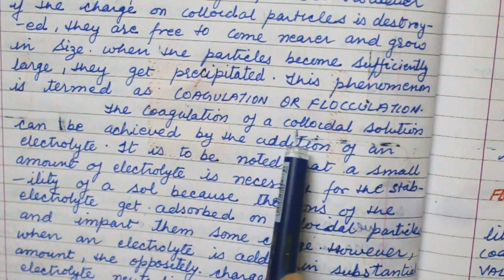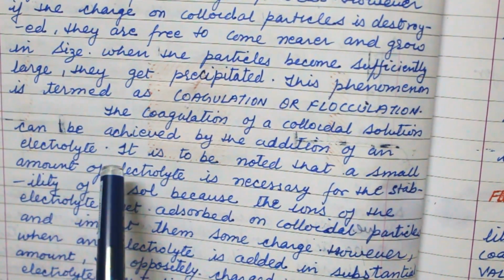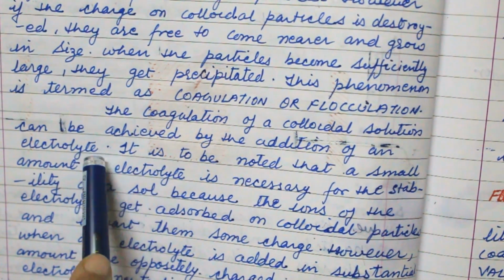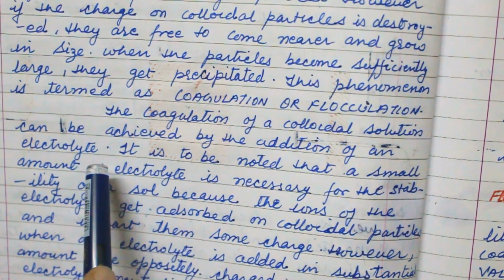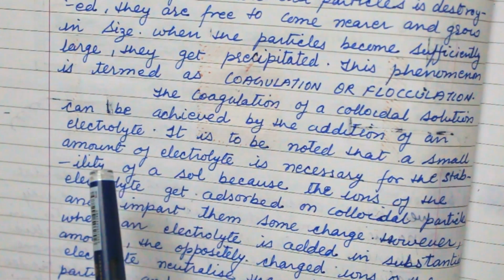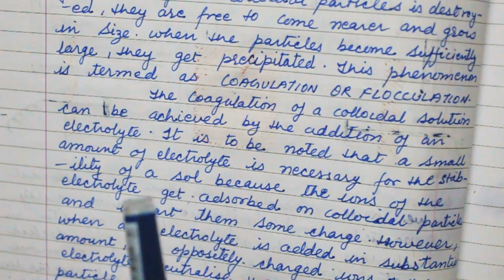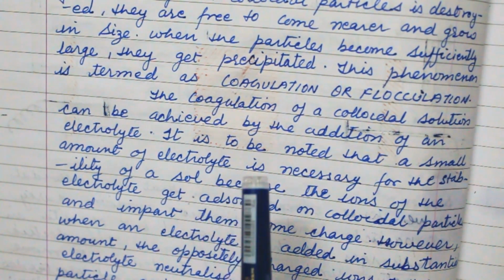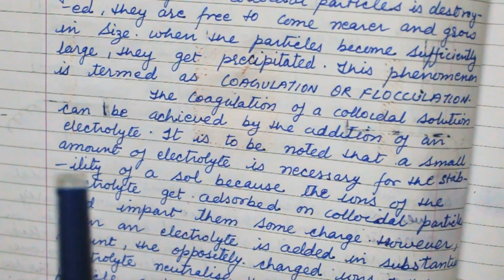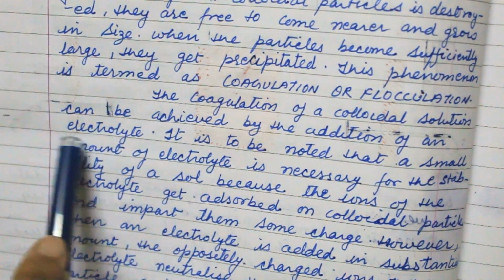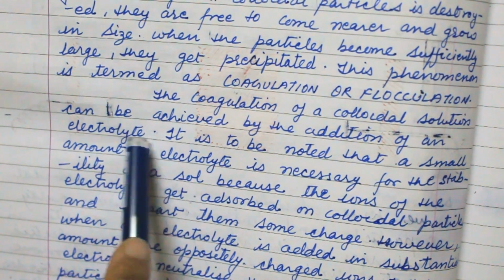The coagulation of a colloidal solution can be achieved by the addition of an electrolyte. Electrolyte means a substance which has ions, such as NaCl. When dissolved in water, it dissociates into Na+ and Cl-. So a solution which contains Na+ and Cl- ions is known as an electrolyte.